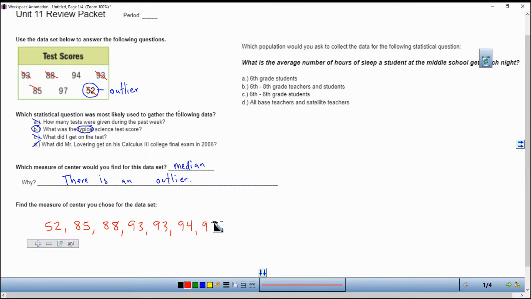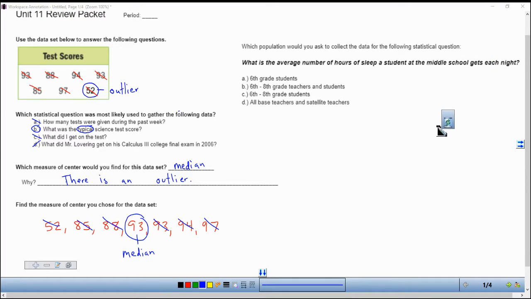Okay, now we have 7 data points. And because we have an odd number, that means we're going to have one in the middle. So I'm going to find the one number that goes in the middle, and that is 93. That's the only one left. That's the middle number. That's the median, 93. Okay, that's the measure of the center. If we found the mean, that 52 would pull the mean down, which is why we found the median.